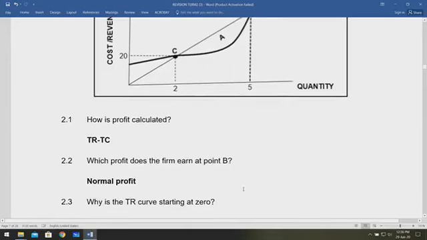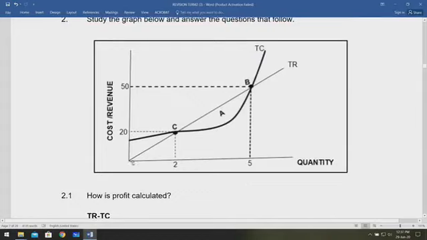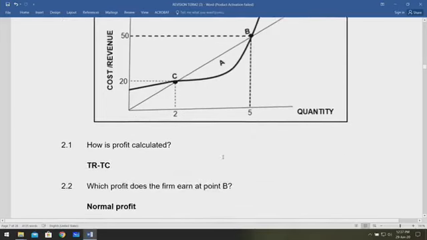Why is the TR curve starting at 0? We see here, total revenue starts at 0. Well, that is obvious, because if I don't sell anything, then I'm not going to earn anything, right? But you will now turn around and say, but my cost is there. Remember earlier on we spoke about fixed costs that have to be paid irrespective of the number of units produced. So therefore, it's very difficult for that total cost to be at 0.